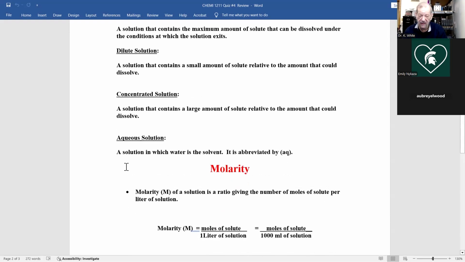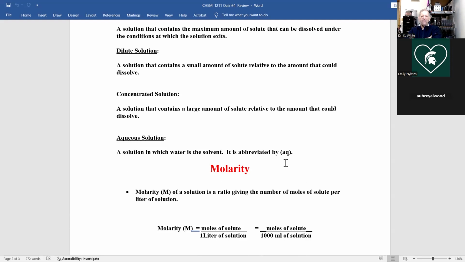Now, something really important you should know is an aqueous solution. When you see aqueous solution, and I'll show you how it is abbreviated, that solution has water as the solvent. And it's abbreviated by bracket AQ close bracket. Now, an important concept when we talk about solutions is how much solute is in a given amount of a solution. How much solute? And we call that concentration.